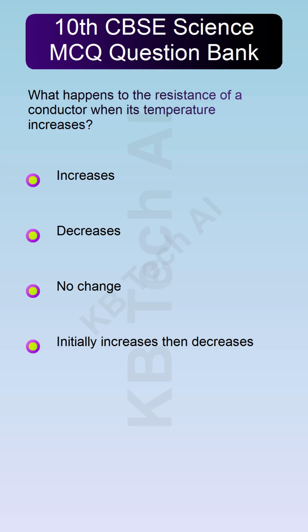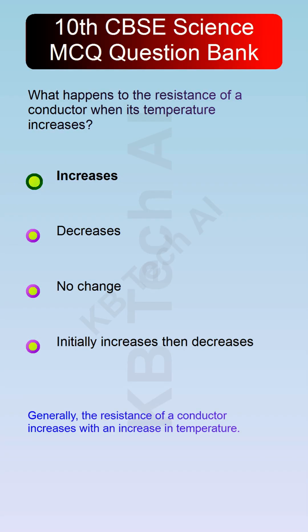What happens to the resistance of a conductor when its temperature increases? Option 1, increases. Option 2, decreases. Option 3, no change. Option 4, initially increases then decreases. The answer is Option 1, increases.